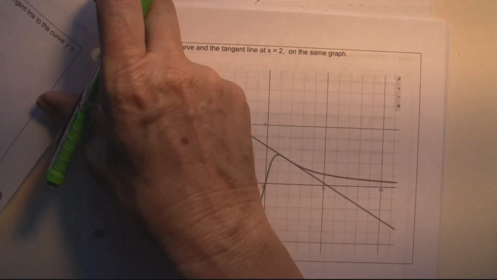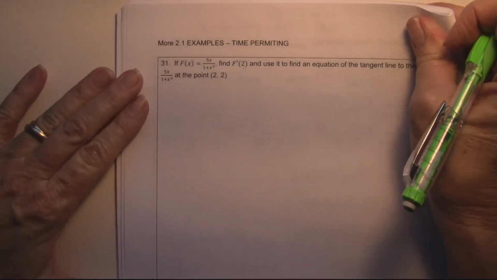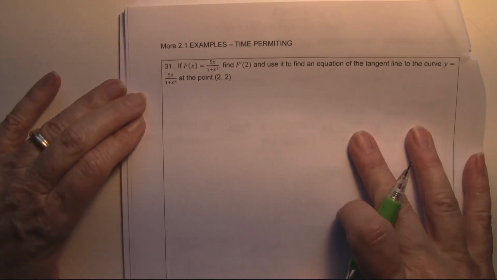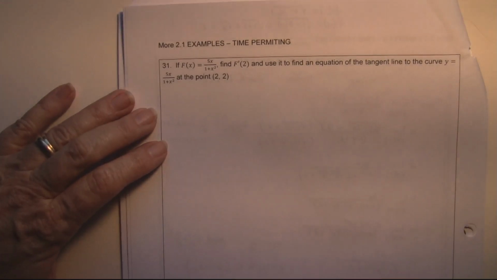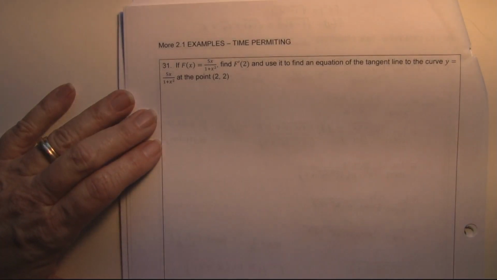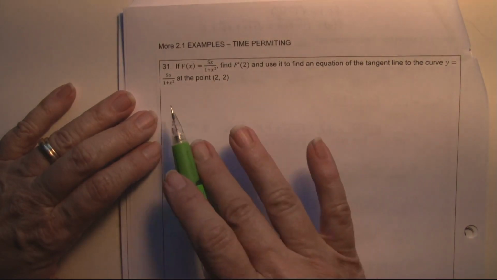Okay, so here's another example for 2.1. This one is problem 31 out of your textbook, and it says I have 5x divided by 1 plus x squared, and it asks me to find the derivative at 2, and then use it to find the equation of the tangent line to this curve, y equals this.